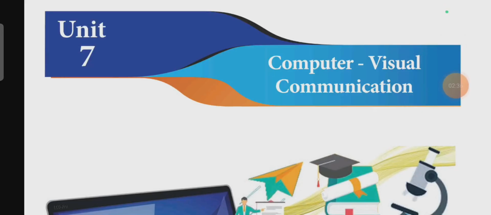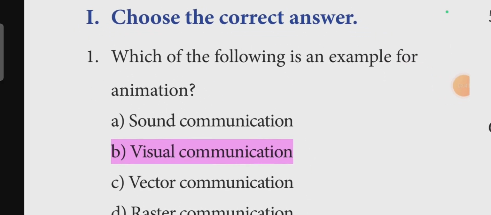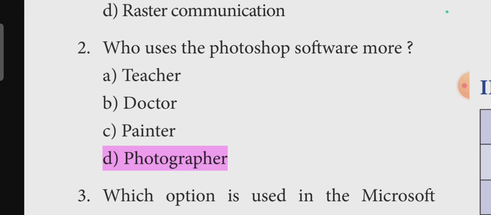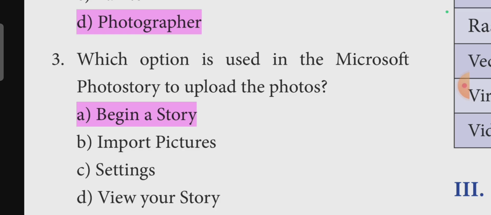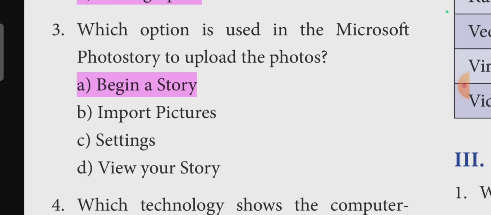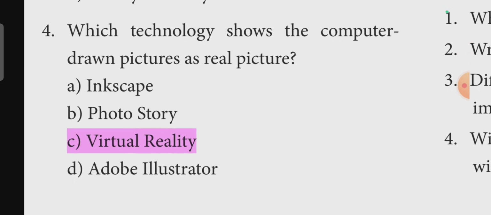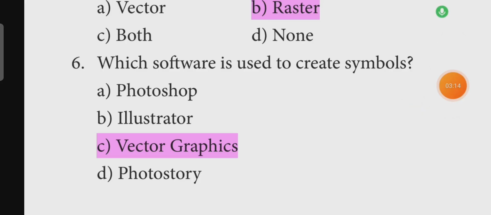Next, Unit 7, Computer Visual Communication. First Roman, choose the correct answer. First one, which of the following is an example for animation? Visual communication. Second one, who uses the Photoshop software more? Photographer. Which option is used in the Microsoft Photo Story to upload the photos? Begin a story. Which technology shows the computer drawn pictures as real picture? Virtual reality. Which technology uses pixels to create pictures? Raster. Which software is used to create symbols? Vector graphics.